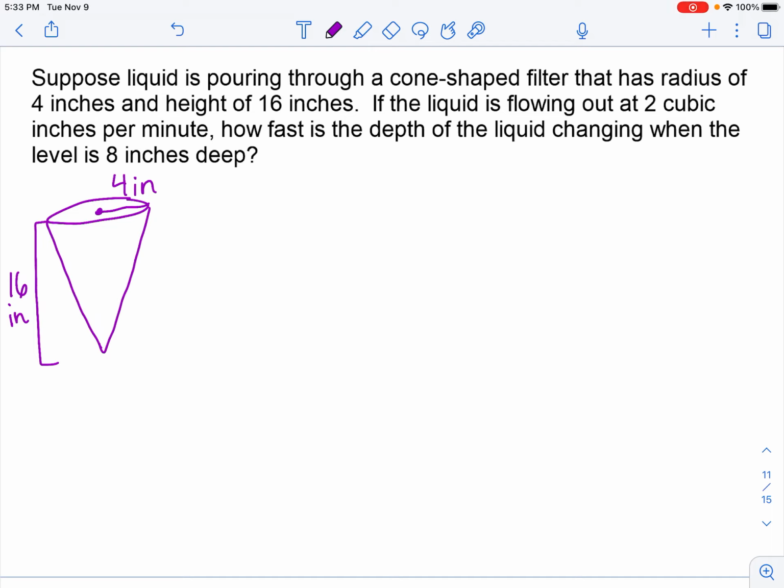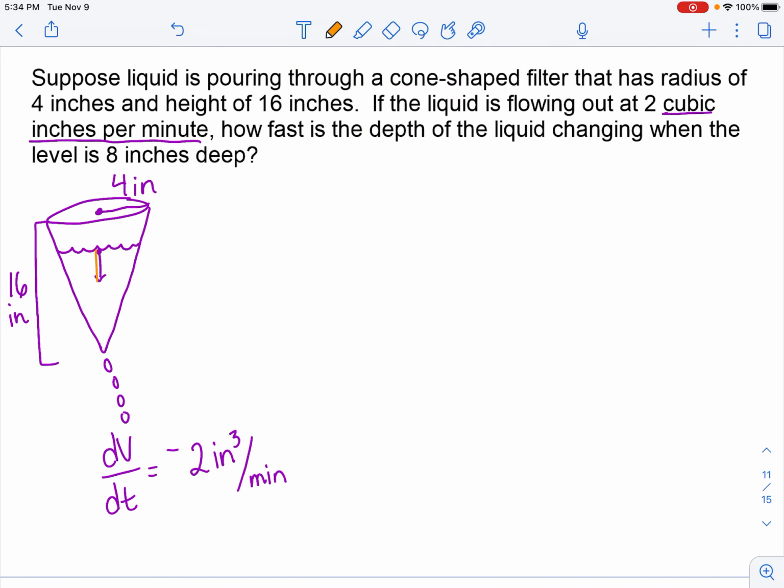Now, if the liquid is flowing out at 2 cubic inches per minute, so that means there's liquid coming out of this thing. And see how it says cubic inches per minute? Cubic inches means I'm talking about a volume. So this is dV/dt is 2 cubic inches per minute. And it's coming out. So that means if I look at the liquid level inside, it's going down because liquid is flowing out. So this is a negative rate of change. Okay, negative rate of change.